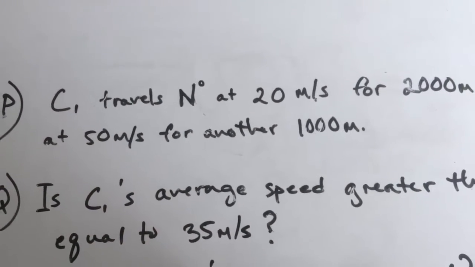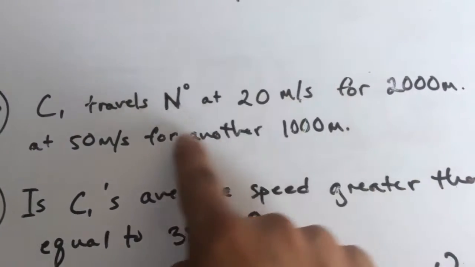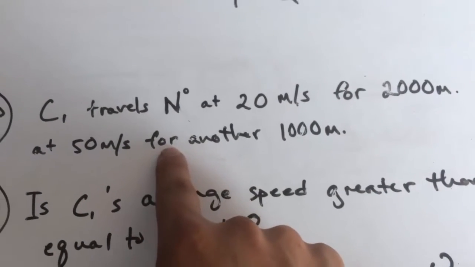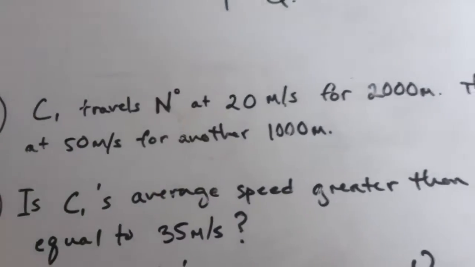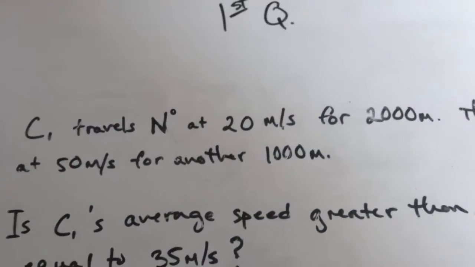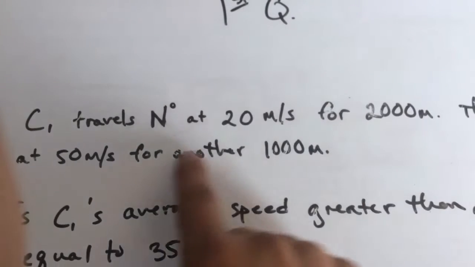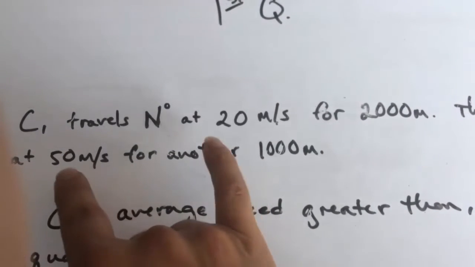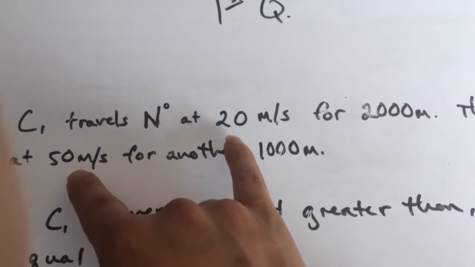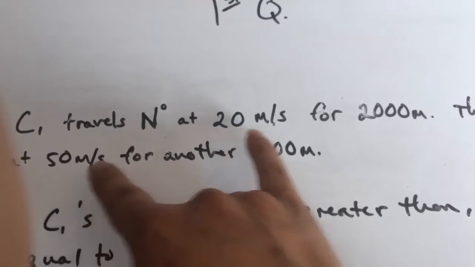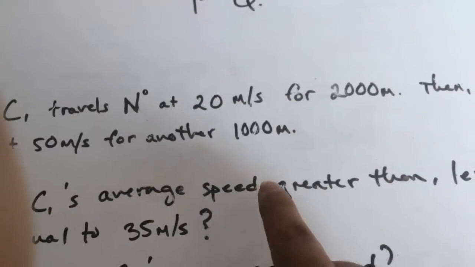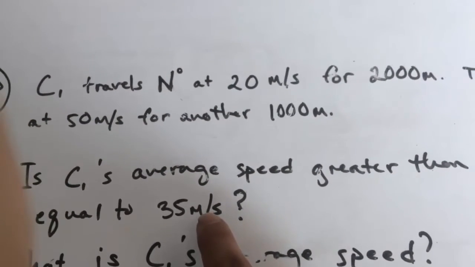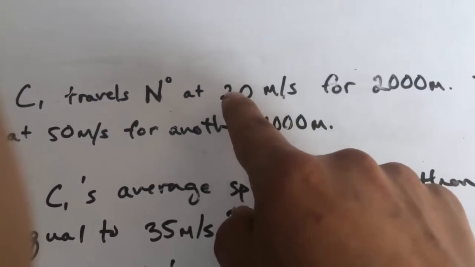All we need to do is find out in which segment, the first one or the second one, does it take the car longer to complete. You should know right away that it takes the car longer to complete the first segment than it does to complete the second segment, because the car travels at not only a lesser speed, but also a greater distance. You should know that the car's average speed is going to be less than 35 meters per second, or closer to 20 meters per second.